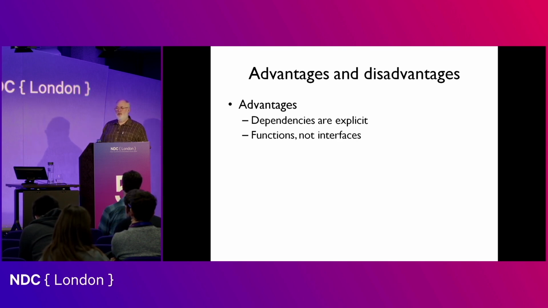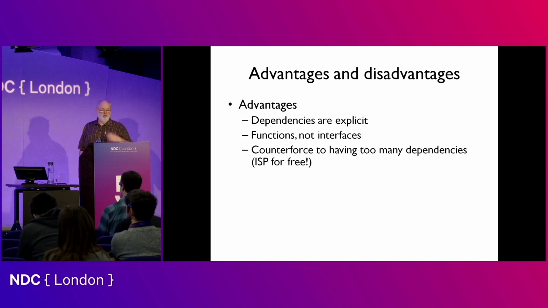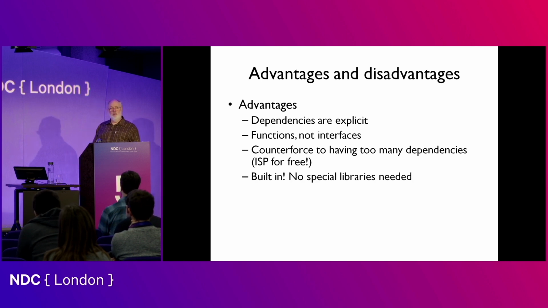These are functions, not interfaces. We don't have to create a special interface just for this. We can literally just pass in a lambda. We don't have to do anything. And like I say, it's a counterforce to having too many dependencies. So no special libraries, no IOC container, none of that stuff.